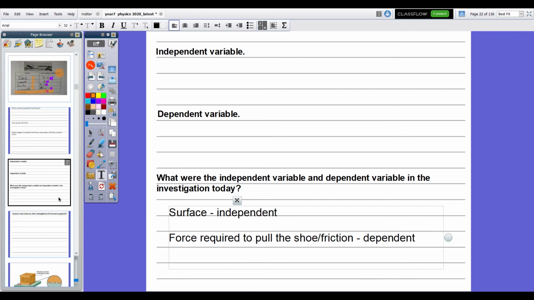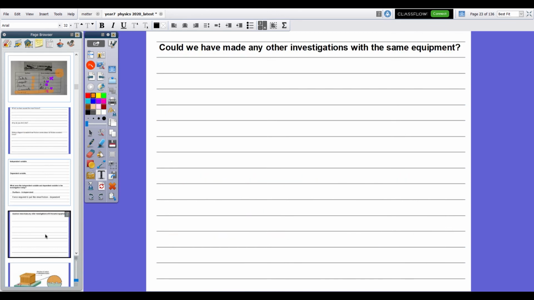Go and watch the video again if you're not clear. So could we have made any other investigation with the same equipment? Well, I was actually discussing that a little bit earlier. So there are other investigations with virtually the same equipment with very few modifications that we could do. So please rewind the video and go and have a look at that and get some ideas down there. Explain what those investigations would have been.